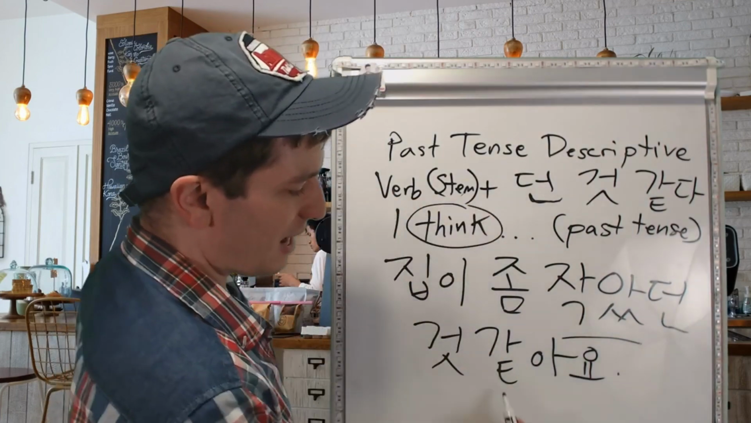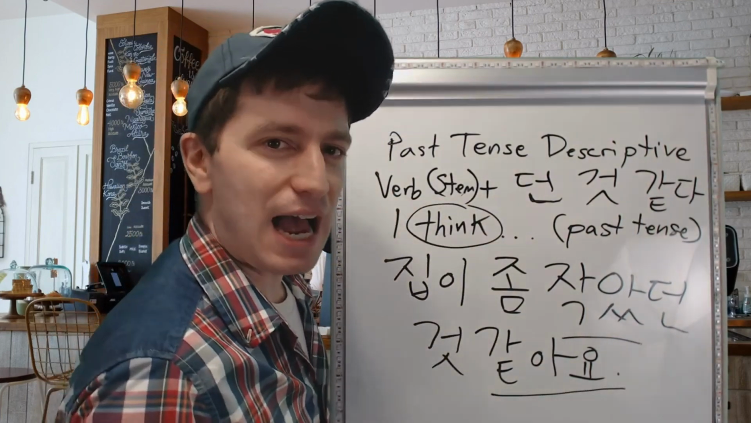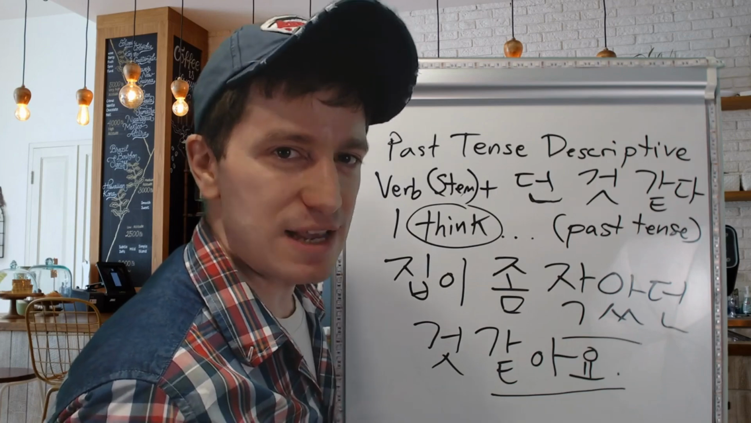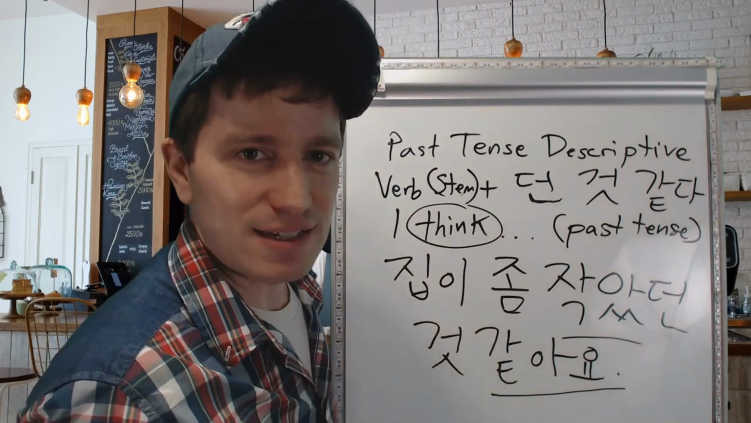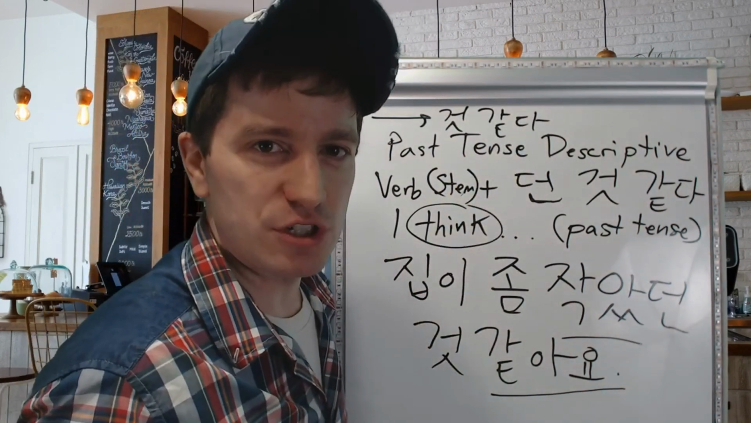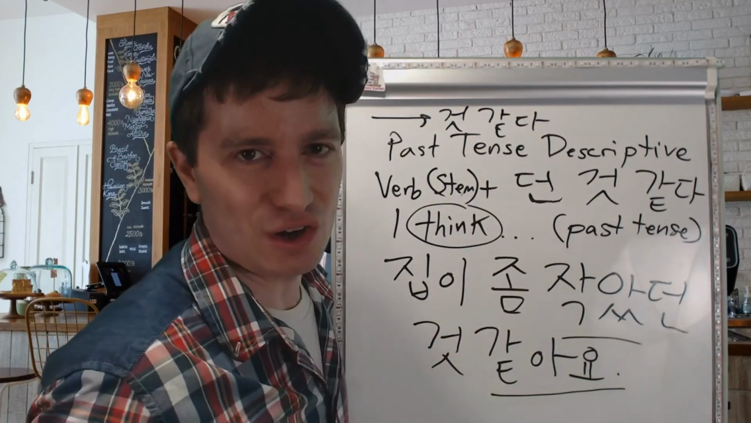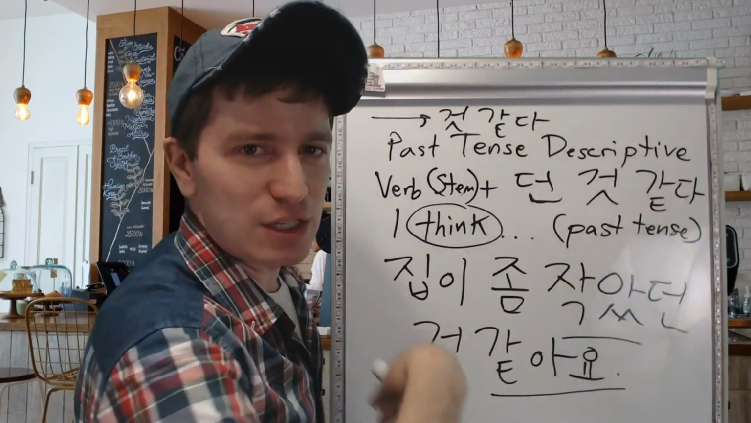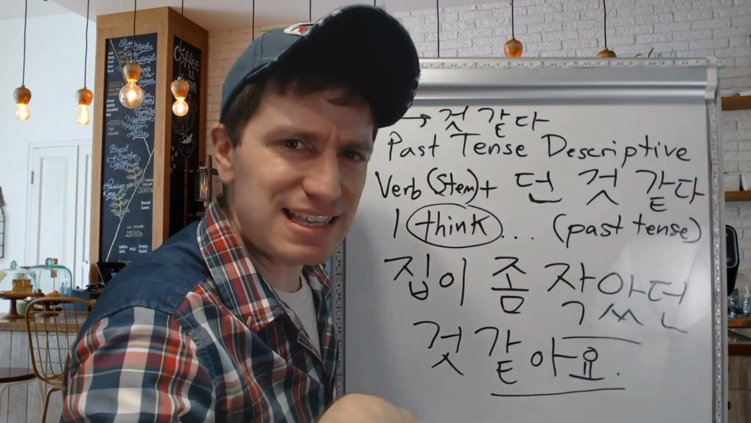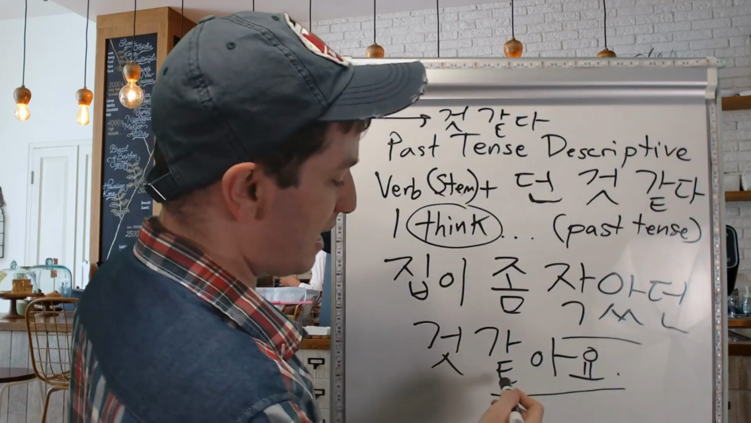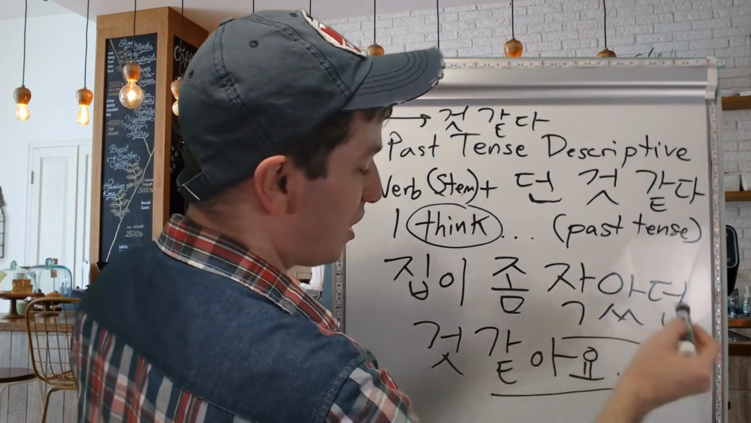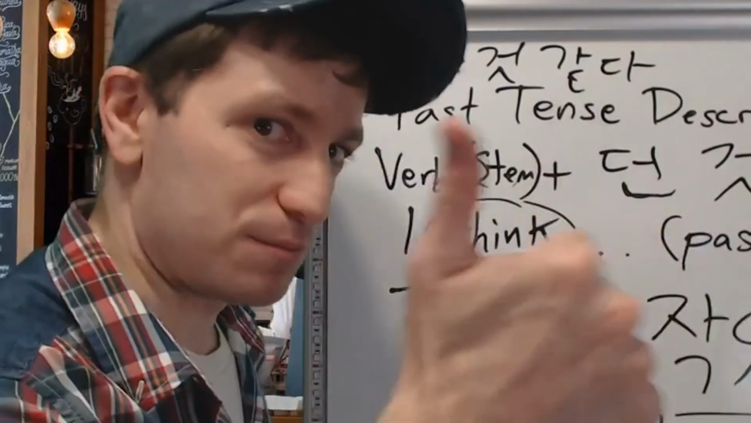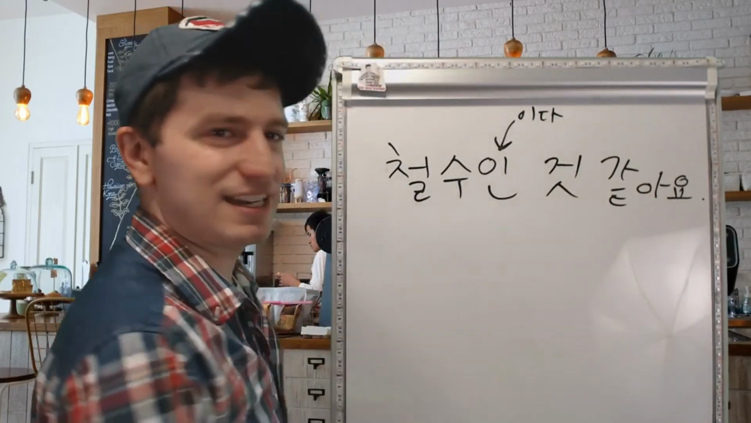Notice how it's 같아요. But in English, we would say, I thought the house was small. Korean doesn't do that. 것 같아 does not go past tense or future tense. You're not going to say 것 같았어요 most of the time. Instead, you make whatever it is you think that's past tense before it. So do not say 같았어요. 작았던 것 같아요. 철수인 것 같아요. I think it is 철수.